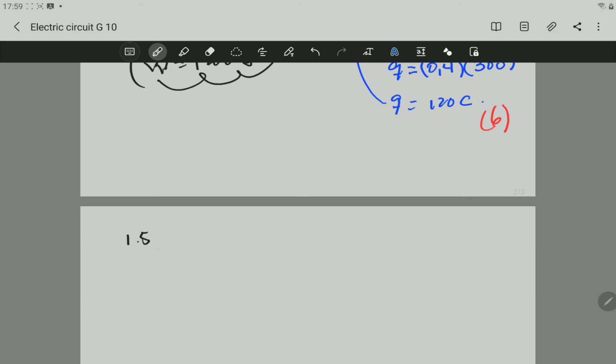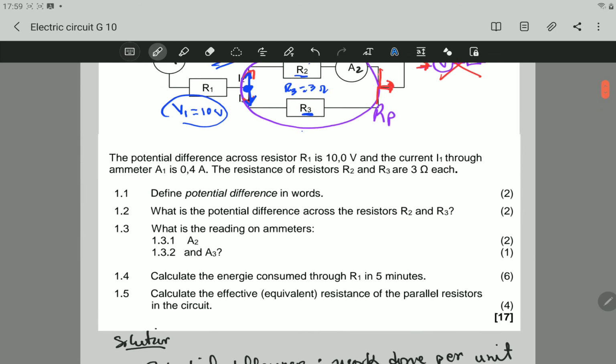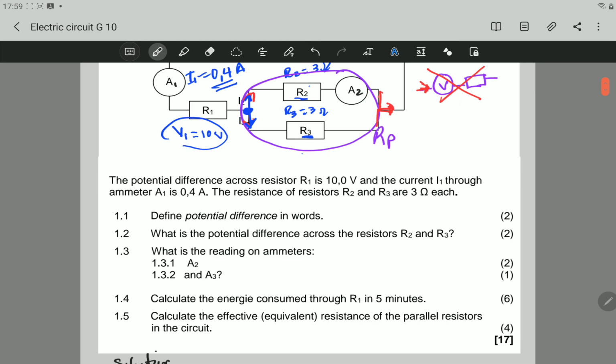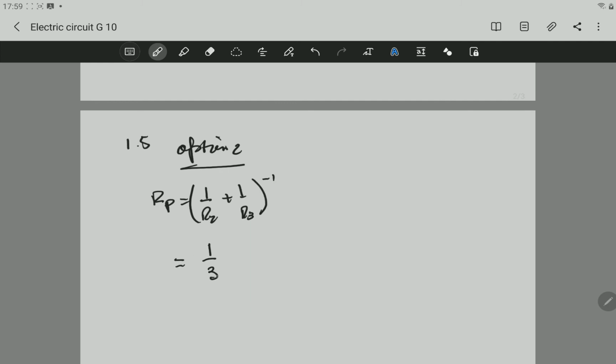Now in 1.5, they ask you to calculate the equivalent resistance in parallel. There are 2 options to do it. The first one, resistance in parallel, is equal to 1 divided by R2 plus 1 divided by R3, everything to the minus 1. You substitute, it is 1 over 3 plus 1 over 3 to the minus 1. Resistance in parallel is equal to 1,5 ohm.